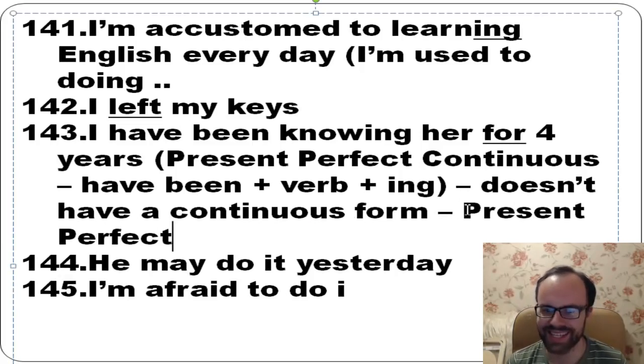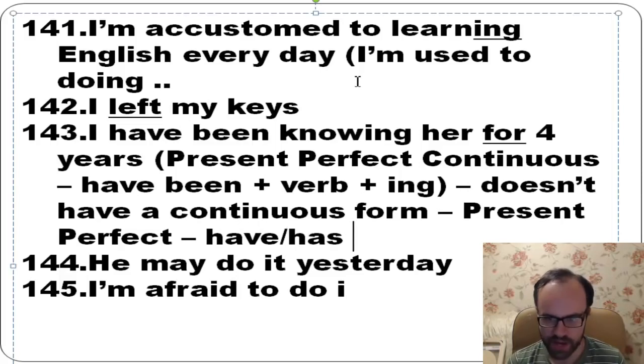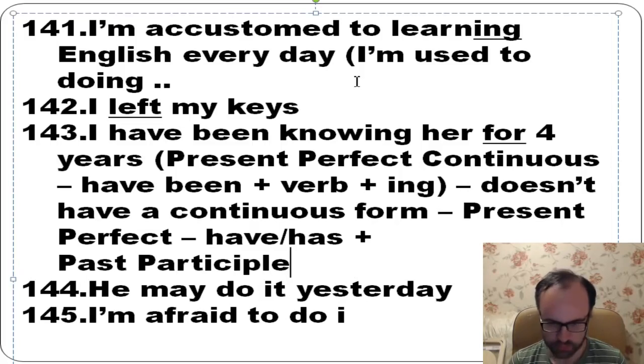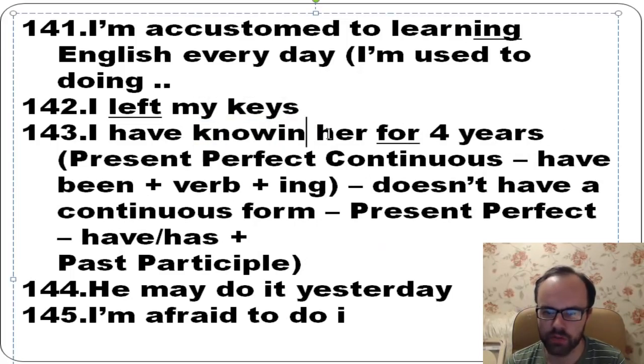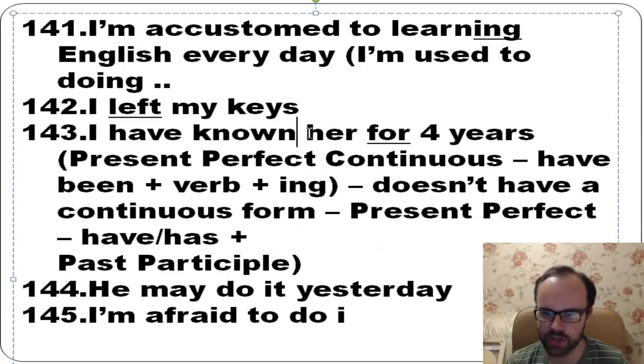So you need to use present perfect instead of present perfect continuous. And you know how we form it, so it's easy. Have or has plus past participle. So I have, and past participle is the third form, know, known. So I have known her for 4 years. It's okay now.